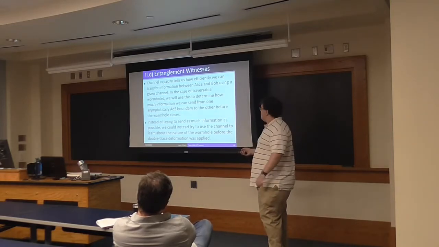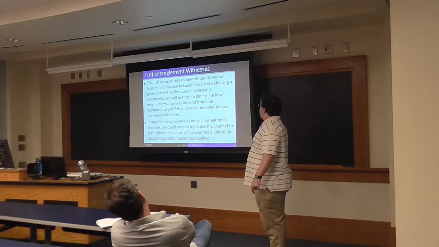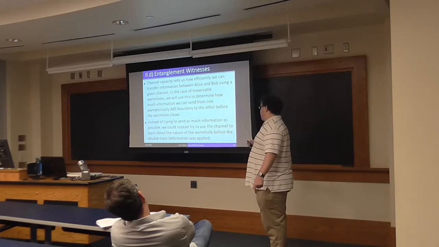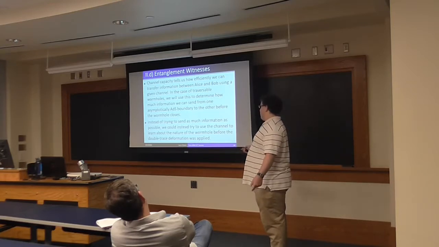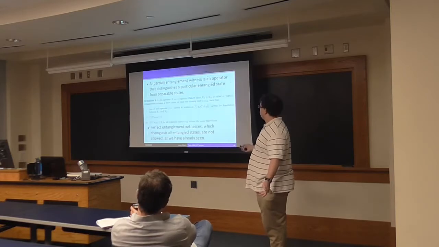Okay, and let me just say quickly, another thing you might care about with channels is, channel capacity tells you how to transfer information in the way I just specified. But another thing you can do is use the existence of the channel to tell you about the nature of the state that you've applied the channel to. In particular, you could try to learn what the nature of the wormhole was before the double trace deformation was applied. If you remember a few slides ago, I showed you that for some states of the wormhole, I'll be able to send a signal through after the deformation, and for some other states, this procedure will fail. So that by itself is already an example of the sort of thing I'm talking about.